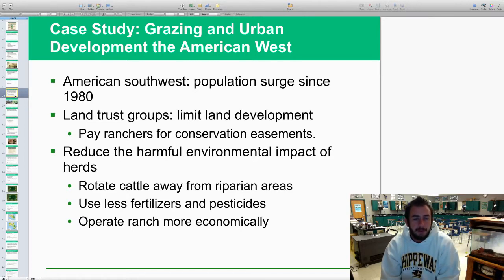Reducing the harmful environmental impact of herds, again, rotating cattle away from riparian zones, and they're teaching ranchers better ranching methods, using less fertilizers and less pesticides, and operating your ranch more economically is basically what we've really tried to promote down there in the American Southwest.